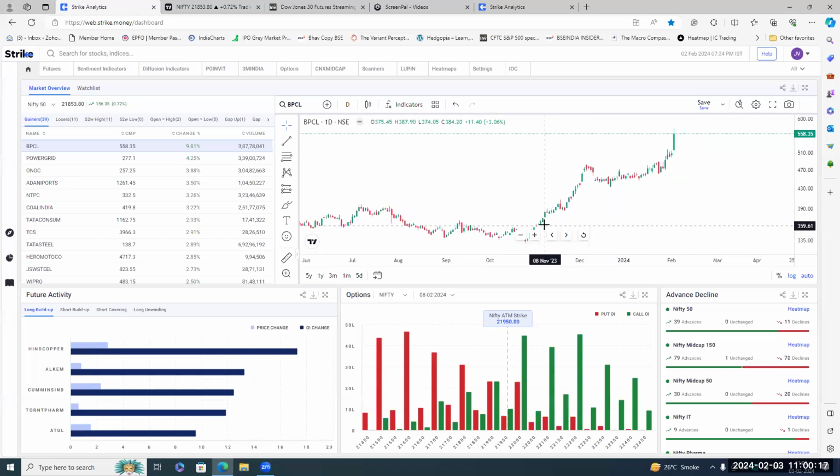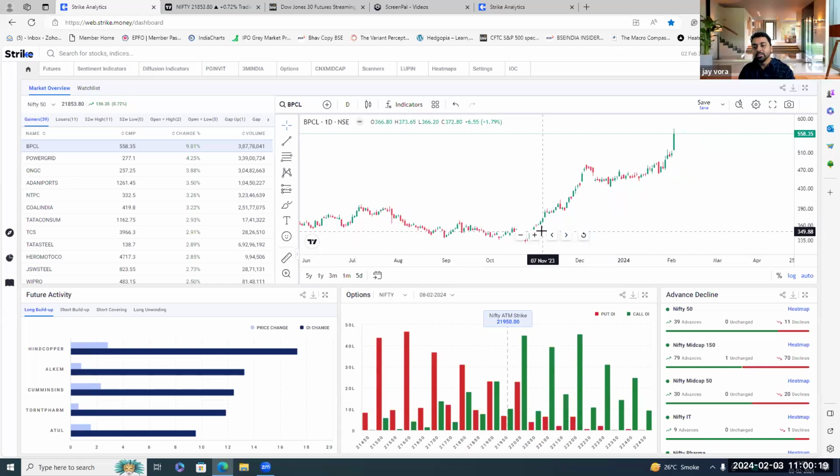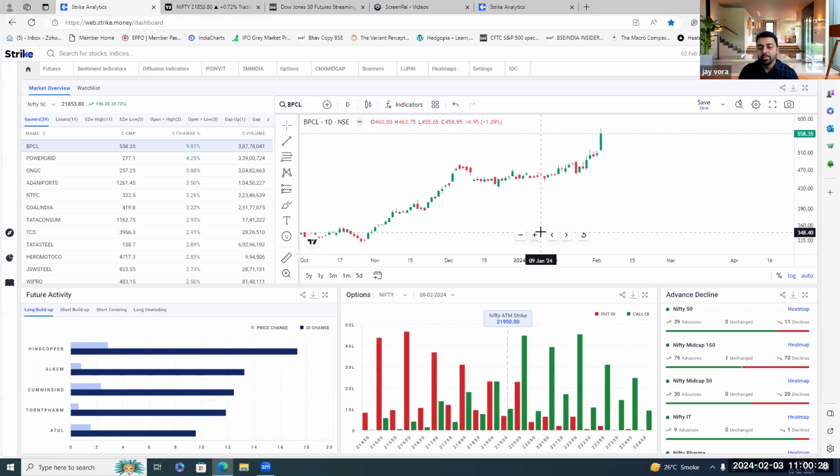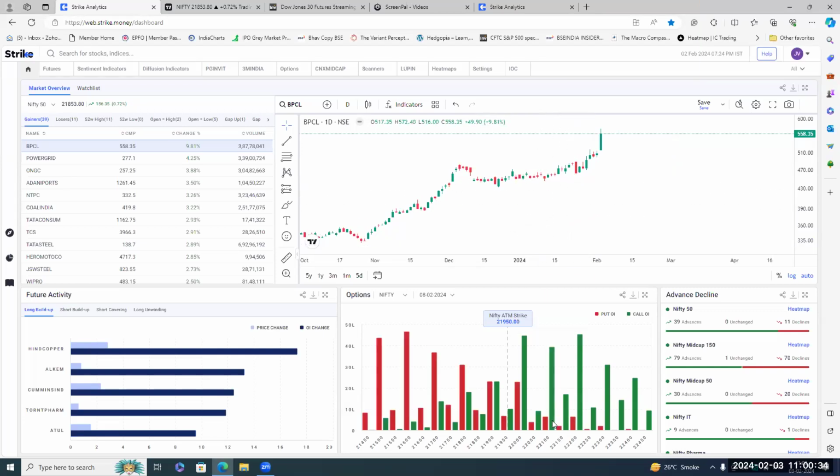So in the future, we'll try to bring more and more features for a short-term, intraday sort of trader as well. We'll try to bring more features into that. So your feedback is taken.